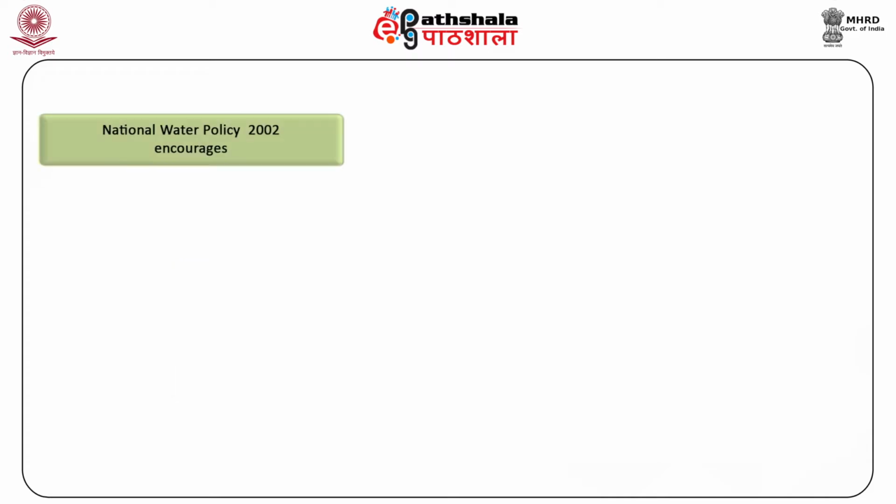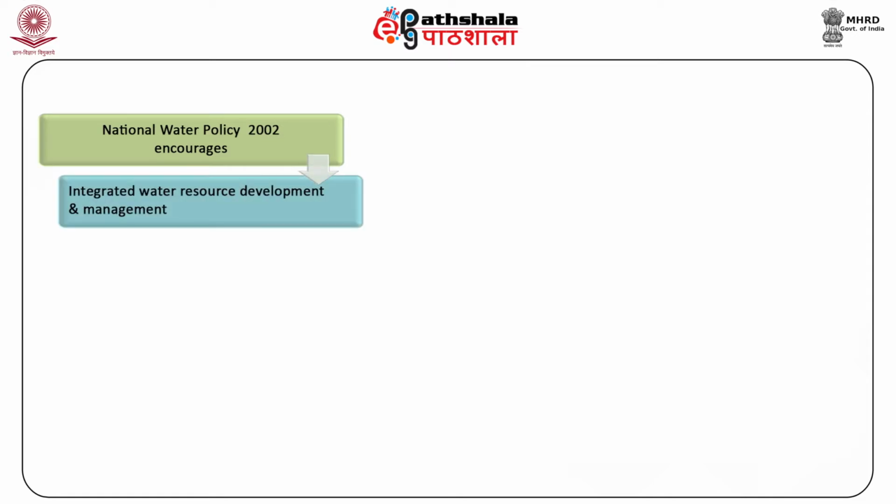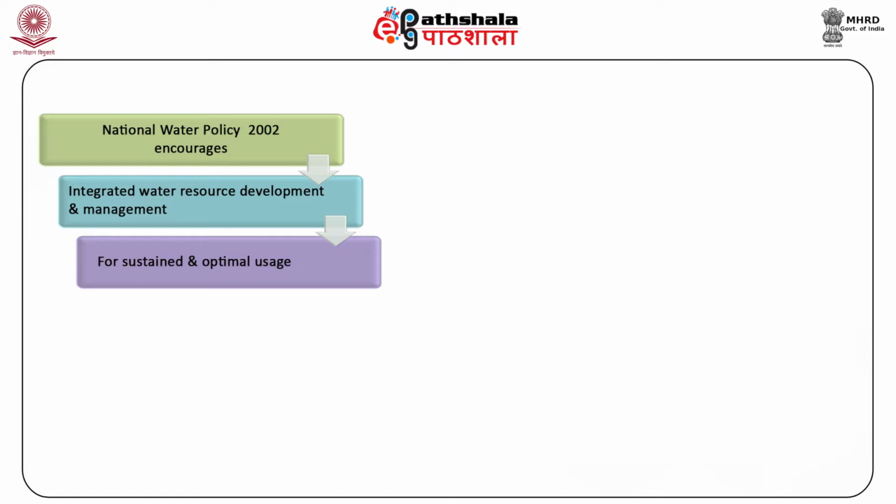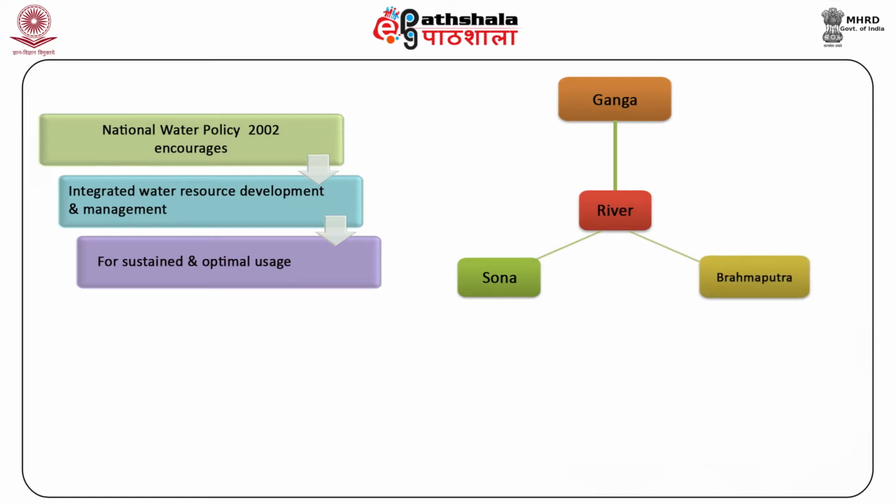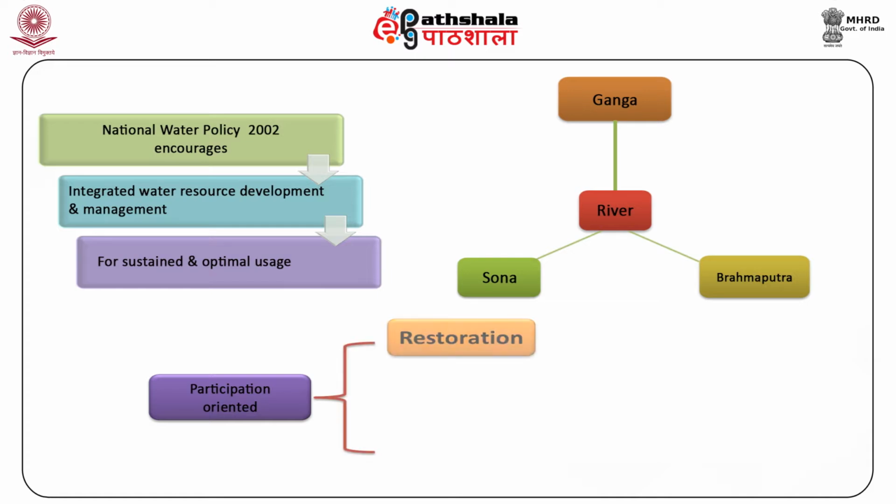The National Water Policy of 2002 encourages integrated water resource development and management for sustained and optimal usage. The policy has special focus on three major river basin protections, namely Ganga, Son, and Brahmaputra. The policy is participation oriented with attention towards quality alongside quantum based restoration and conservation.